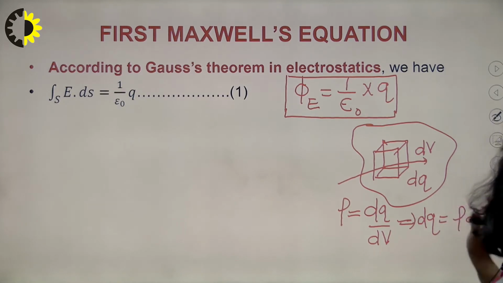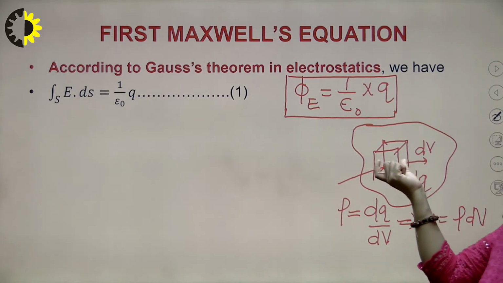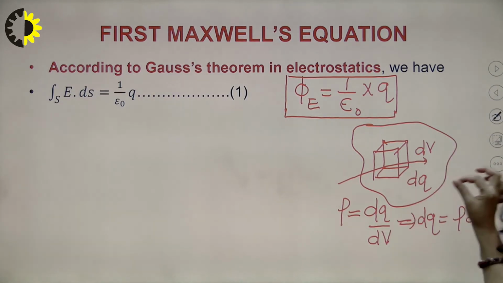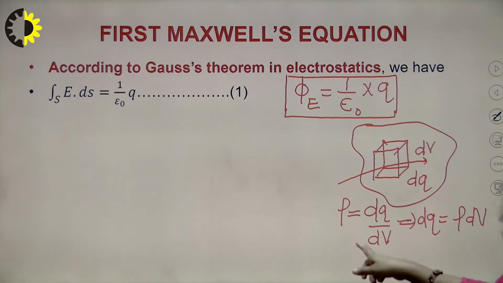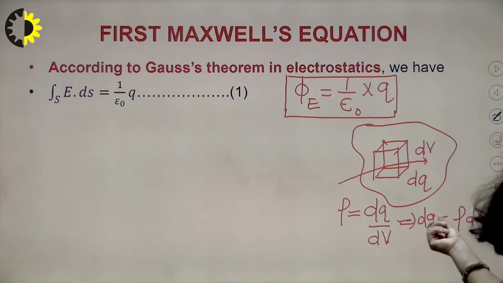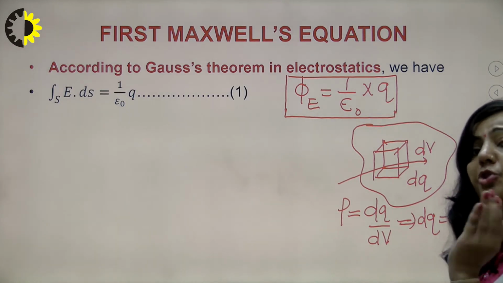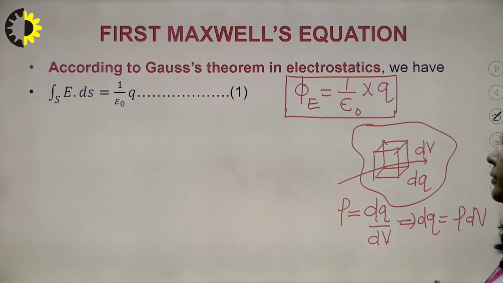I hope you are getting this point. You have the small volume element with volume dV, dQ is the charge flowing. So the volume charge density is charge over volume, dQ upon dV, so you can represent dQ as rho dV. So this is a small amount of charge flowing through that volume element.